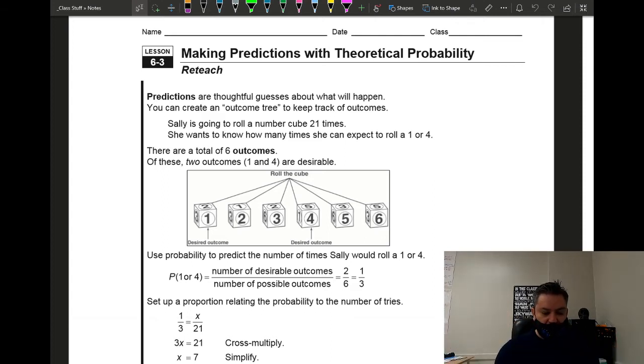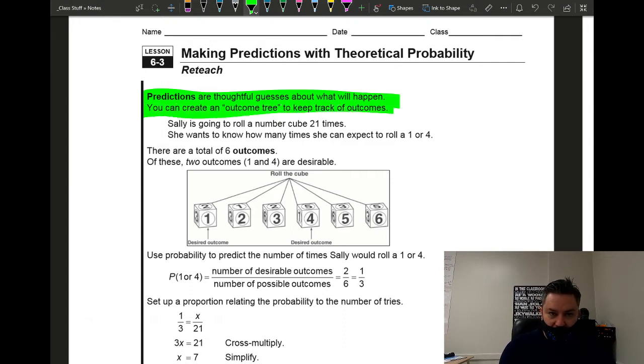Let's look at this real quick. It says, predictions are thoughtful guesses about what will happen. You can create an outcome tree to keep track of outcomes. So you can just start writing things down. For example, Sally is going to roll a number cube 21 times. She wants to know how many times she can expect to roll a 1 or a 4.